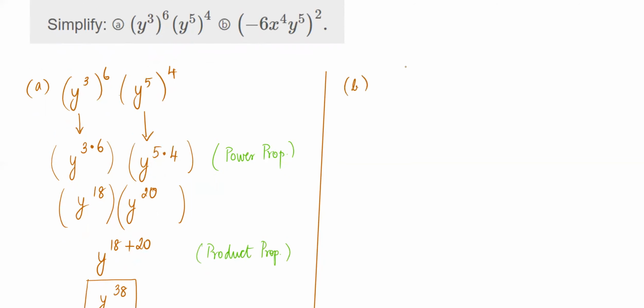Let's look at problem B. It's negative 6, x power 4, y power 5, the whole power 2. Wow. So you have one overarching power, which is a 2, and all of these are your base. Okay. So let me write that out here. This is the power. This whole thing is your base because it's grouped, right? Now the base has different things happening. So let's see how many factors we have.